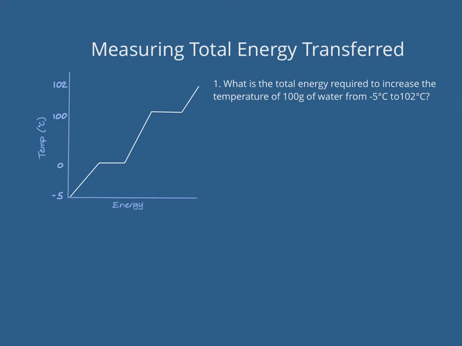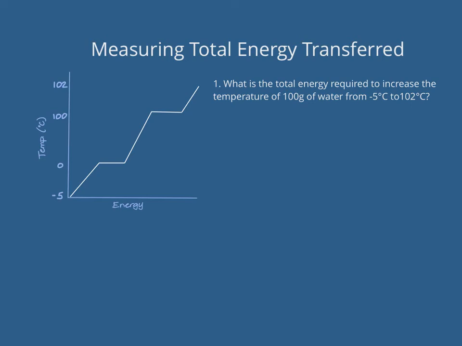our Q equals mcΔT's. And so since this is water and we know that we have phase changes at 0 degrees Celsius and 100 degrees Celsius, we definitely have phase changes happening as we move from negative 5 to 102 degrees Celsius. So unfortunately, we can't just do one Q equals mcΔT and be done with it. We actually have to do this in pieces.